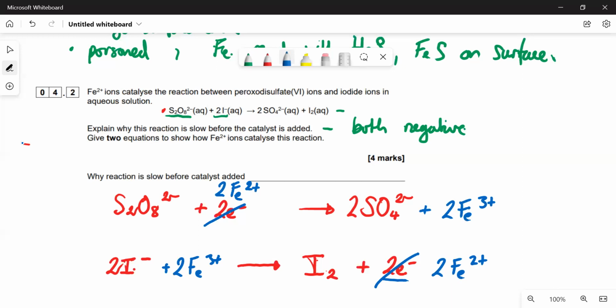And how is this catalyst working? It doesn't ask you this, of course, we've written the equations, but the S2O8 2- and the iodide don't need to meet in order to exchange the electrons coming from the iodide to the peroxodisulfate. The electrons are passed on through the Fe ions as an intermediate. So they don't have to meet. The Fe ions take the electrons off one and give them away to the other.